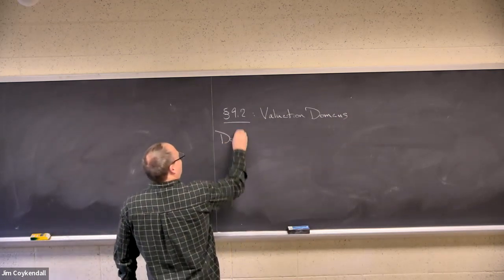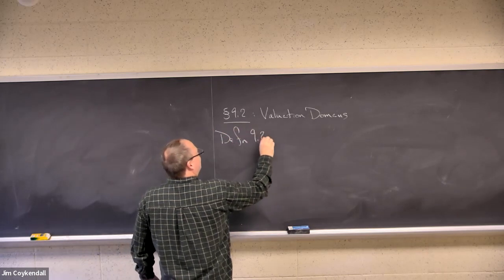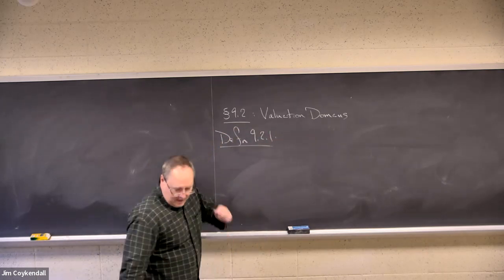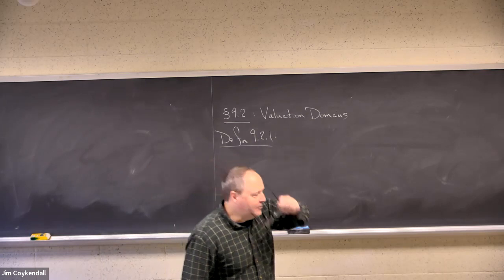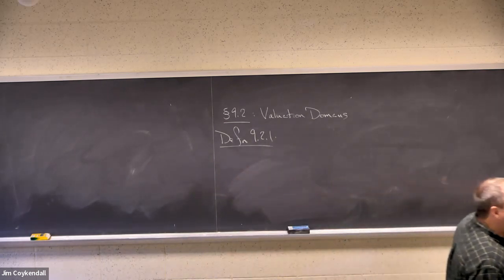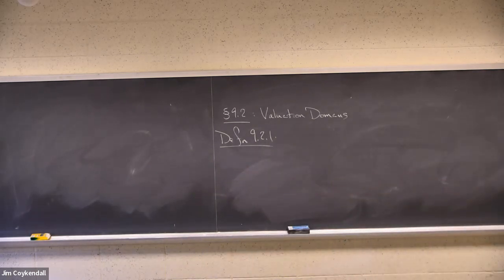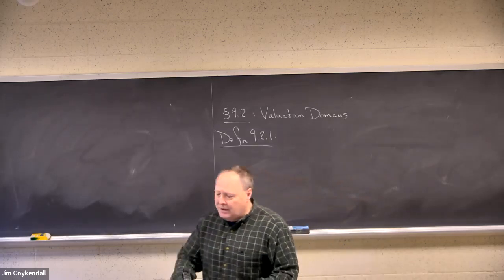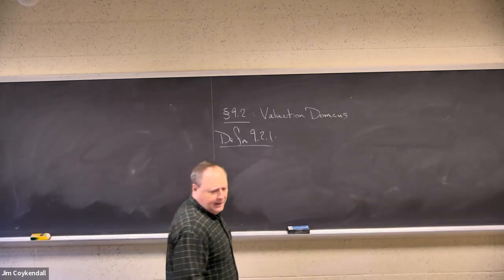Okay. Definition. First off, I talked about these valuation domains. I did give them a teaser last time, and it's going to turn out that these are domains where, if you pick any two non-zero elements, one of them divides the other. Seems like a really strong condition, and in a certain sense it is. Let K be a field.